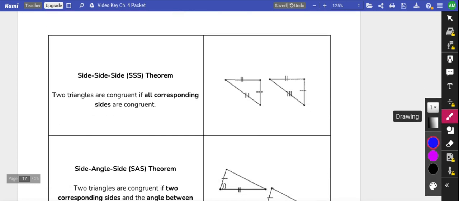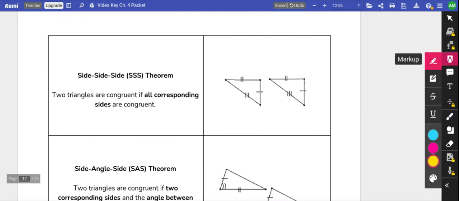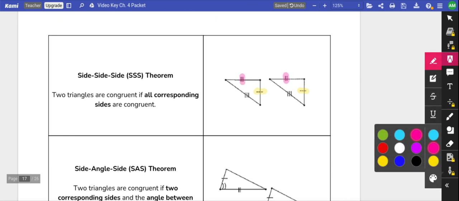So the first way is called side, side, side, and we abbreviate that with SSS for side, side, side. And that states that two triangles are congruent if all of their corresponding sides are congruent. So if this side and this side go together, this side corresponds with this side, and this side corresponds with this side, then the triangles are congruent.